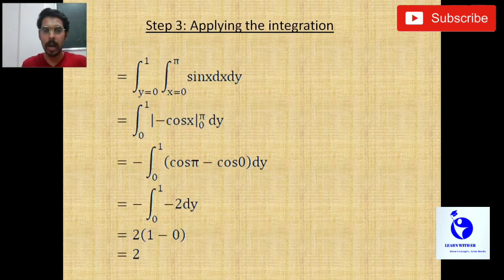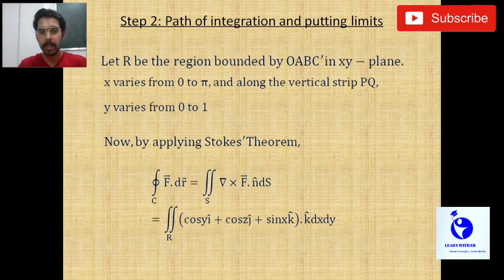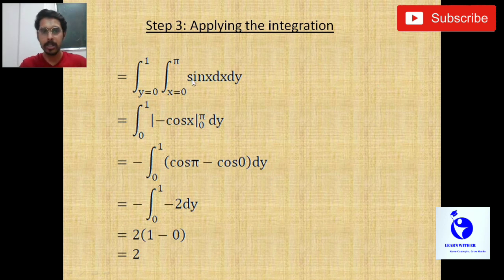So now we are putting the limits. So limits are y equals 0 to 1, x equals 0 to pi. And now what happens here, as you can see, there is i cap, j cap and k cap in the curl, and there is only k cap in n cap. So k cap is only going to function if there is another k cap and whatever component lies with that. So i cap, j cap will be cancelled immediately, because there is no other component of i cap or j cap which is functioning. So for the dot product, we are only getting sin x and dx dy will be remaining. So as you can see here, sin x dx dy.